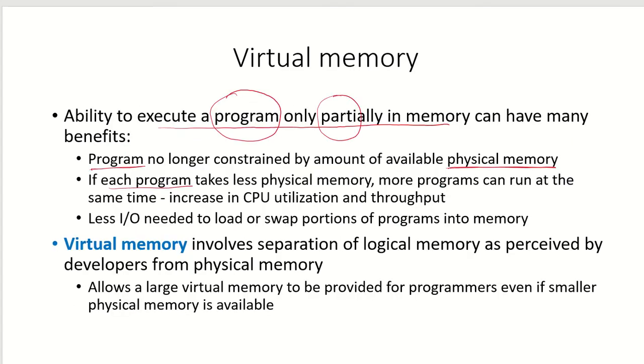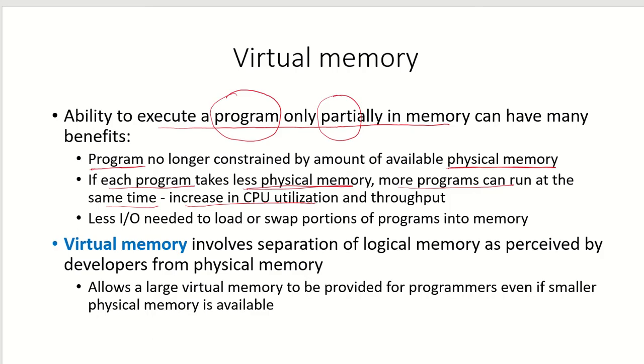Now, if each program takes less physical memory, because we are taking only a part of it to the RAM, that means more programs can run at the same time. We can take parts of multiple programs and put them in the RAM, and these programs can run concurrently. That means sometimes one program can run and at another time another process can run. This increases the CPU utilization and throughput.